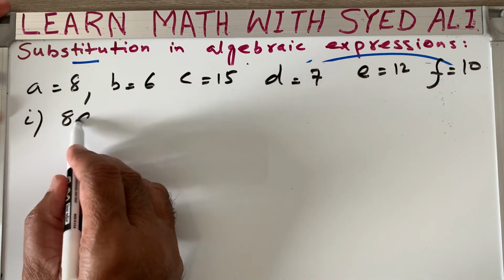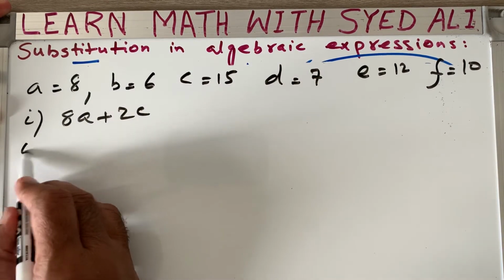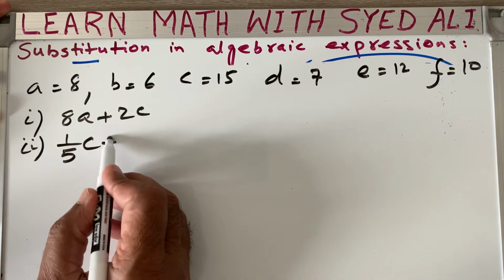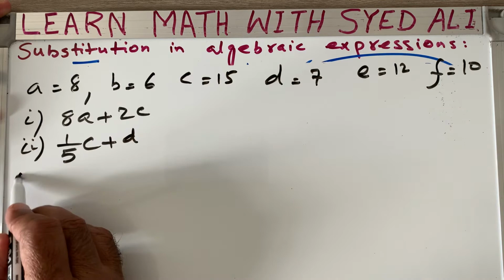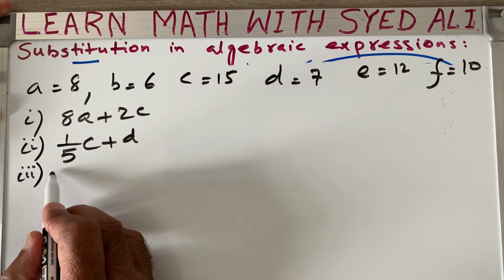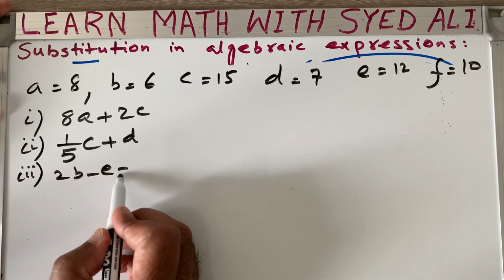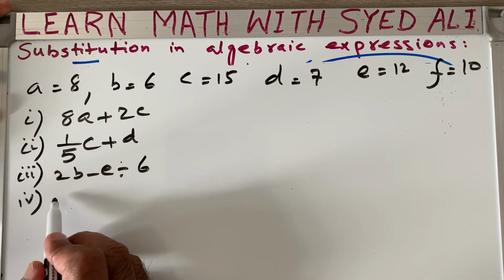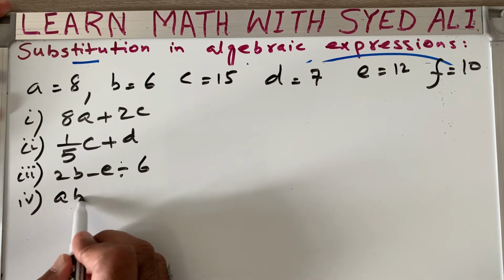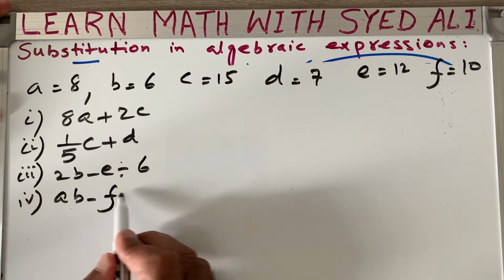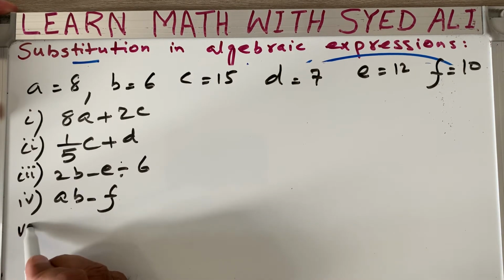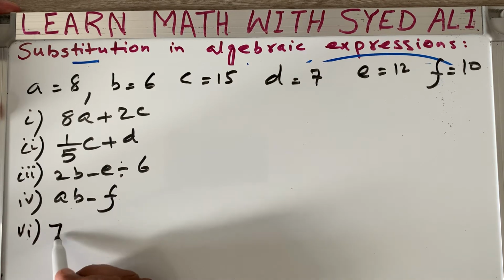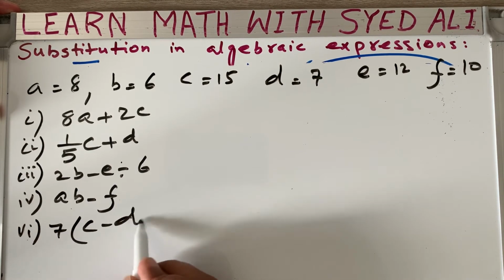I can do 8a plus 2c. We will do all of them. So 1 over 5c plus d. Third one is 2b minus e divided by 6. Fourth one is, let's say, AB. You can make any example. It's just the practice, so I'm making this for you. So AB minus F.